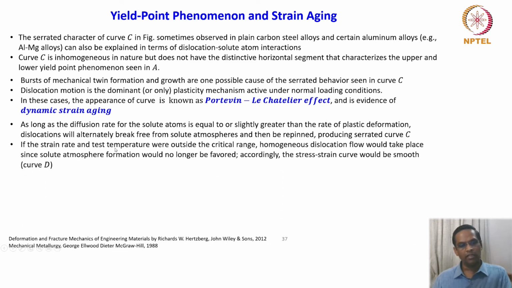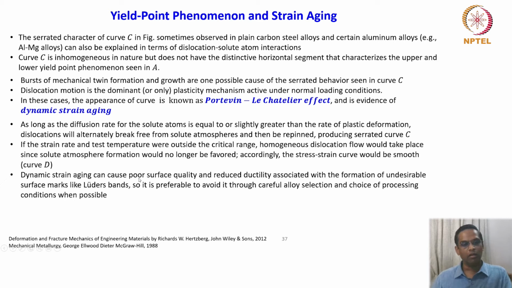If the strain rate and the test temperature were outside the critical range, homogeneous dislocation flow would take place since solute atmosphere formation would no longer be favored. Accordingly, the stress strain curve would be smooth.